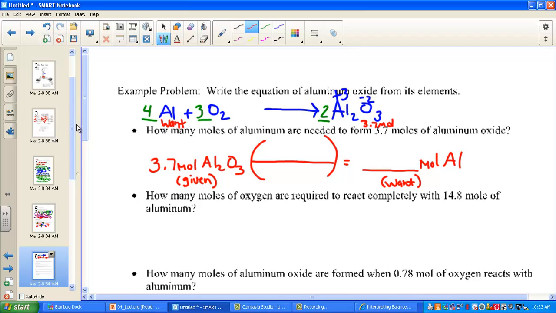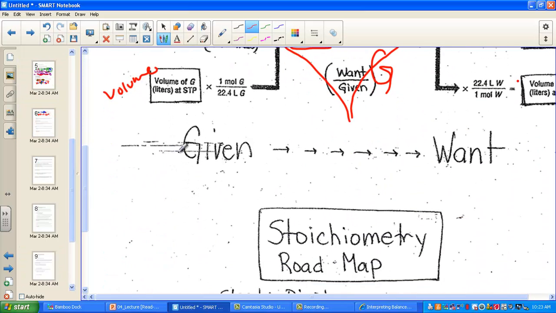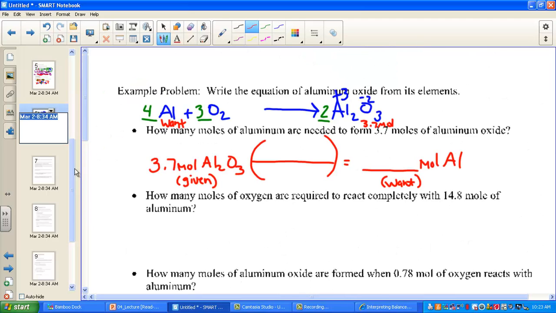towards the want. Notice on the Stoichiometry Roadmap down at the bottom here, it's telling us always move from the given quantity. So everything on the left side of your Stoichiometry Roadmap represents given quantities, and we follow that pathway to calculate for what we want to know. Move from given toward the want.